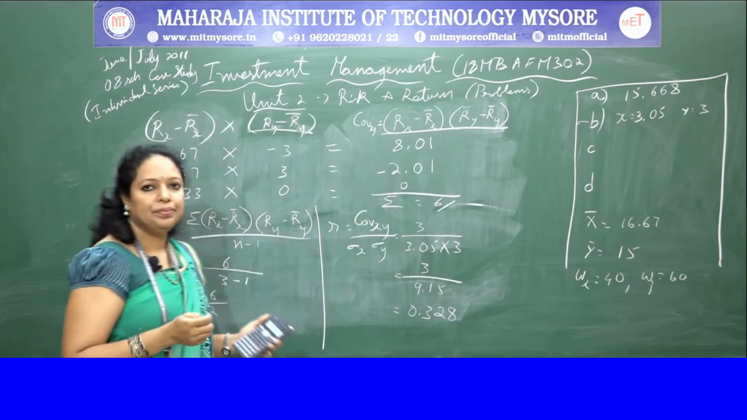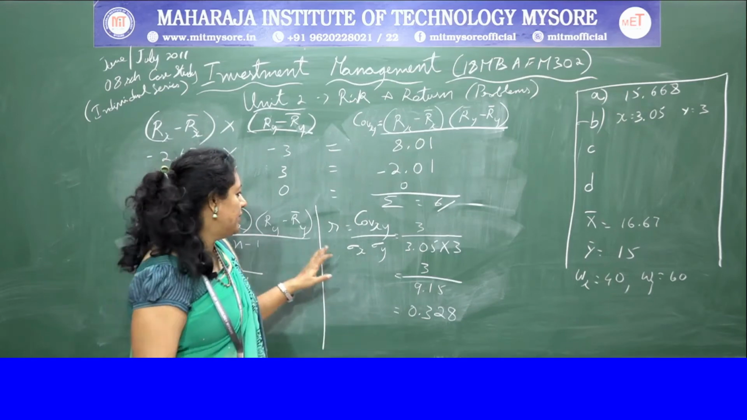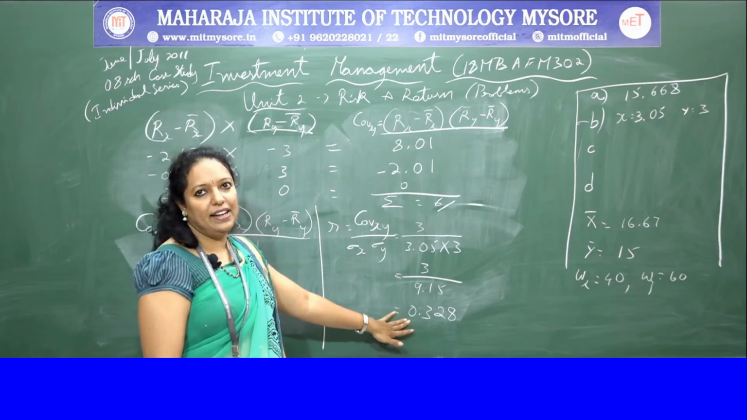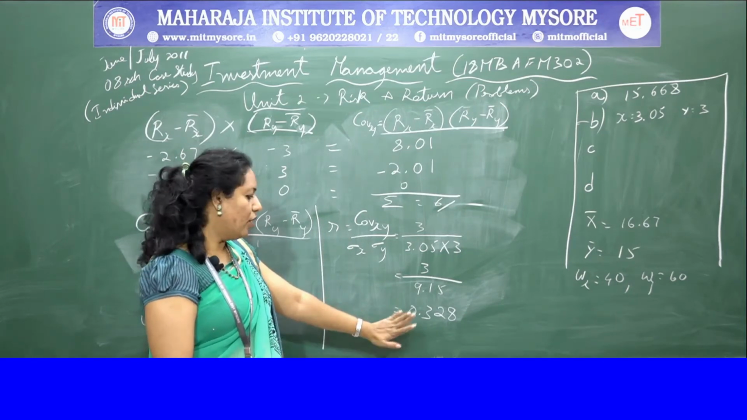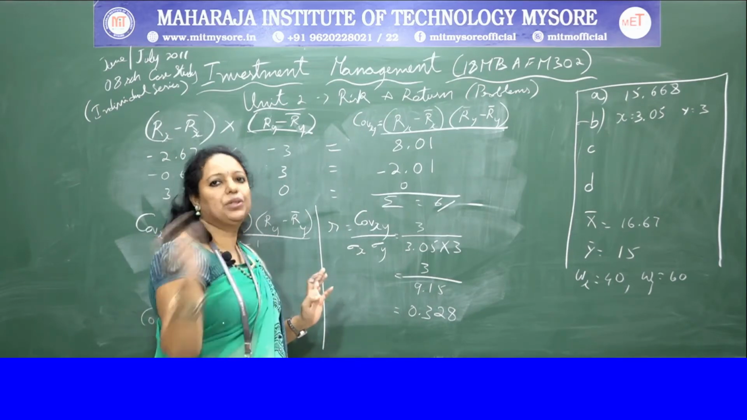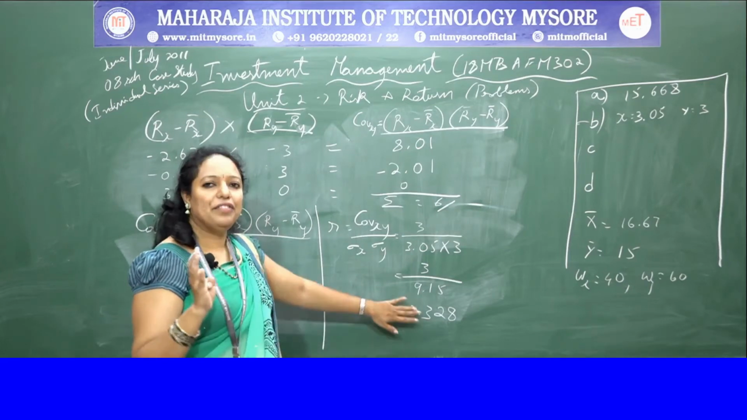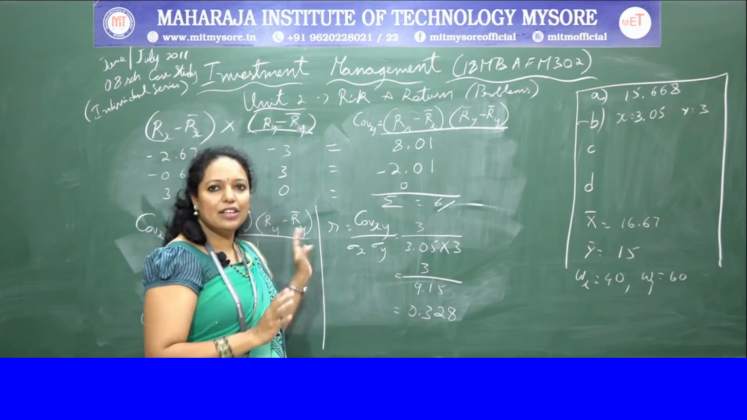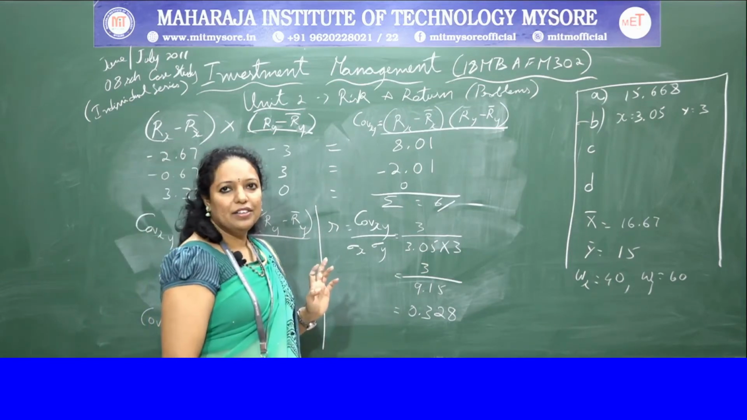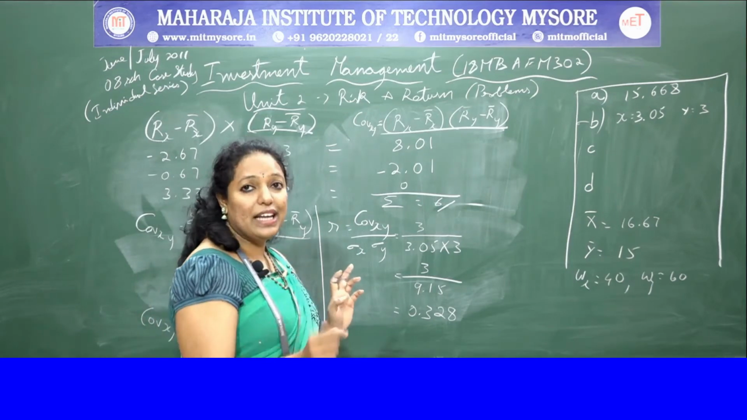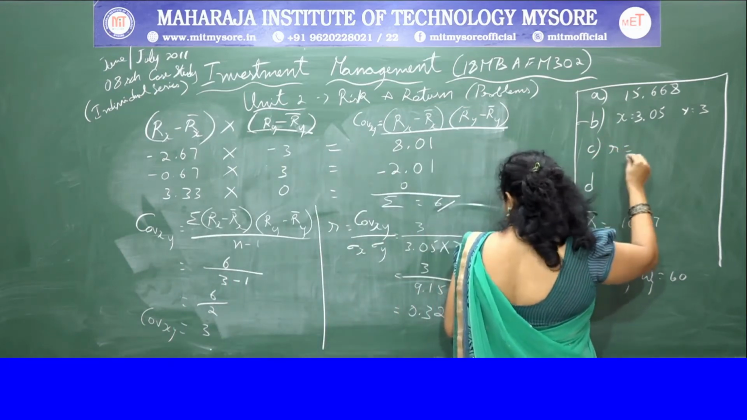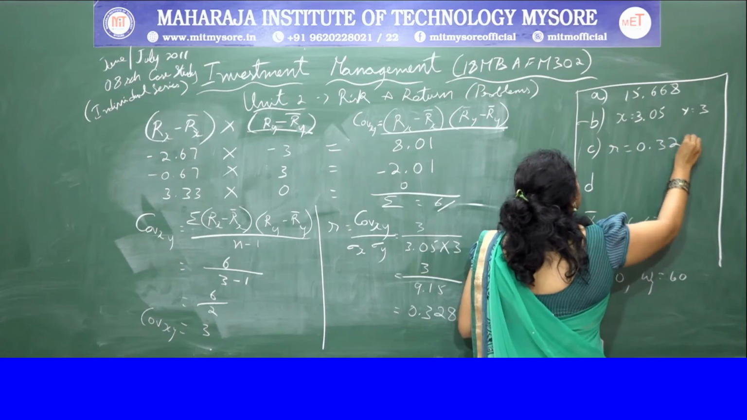One thing you have to remember is that R is always less than 1. You should be careful of that. Correlation ranges from -1 to +1. If you are getting more than that, then it means the calculation or problem has gone wrong somewhere. So this is R. The third question they have asked, determine the correlation coefficient of XY, we have determined: R is equal to 0.328.